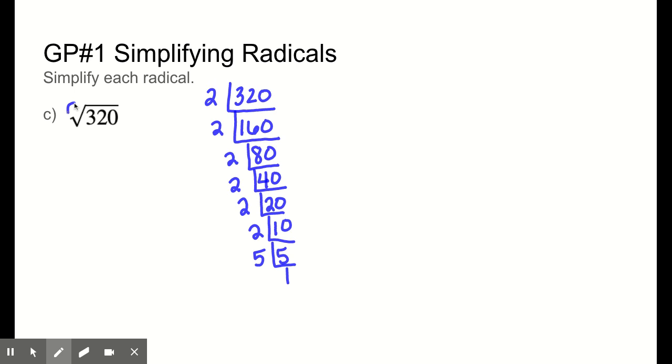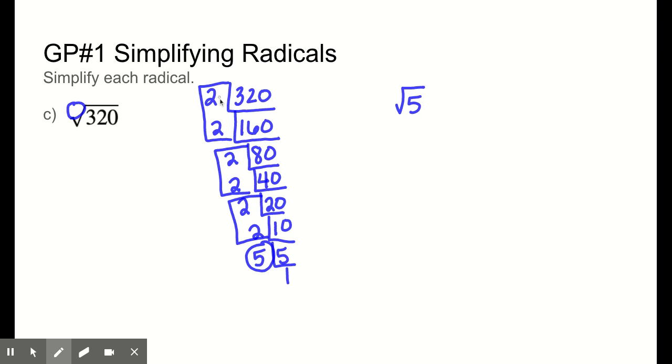So again, our index is that invisible 2. We're looking to pair up our numbers, put them in groups of 2. So we have a pair of 2s, we have another pair of 2s, we have a third pair of 2s, and we have a leftover 5. So what we're going to do is we have our leftover 5 that goes back inside the radical.